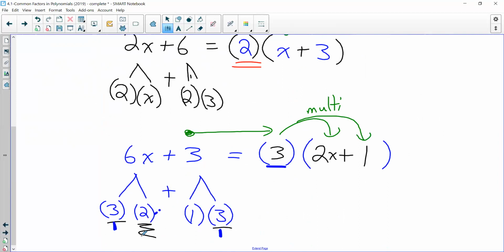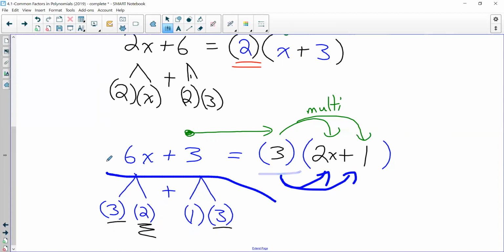And the remaining values, the 2 plus the 1, but it's a 2x. So you have to keep that in mind, because what you're trying to do is develop a greatest common factor that when you multiply by the remaining terms through a distributive property, the result is what you started with to begin with. Okay?